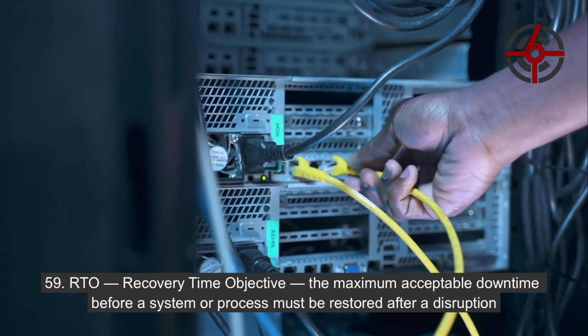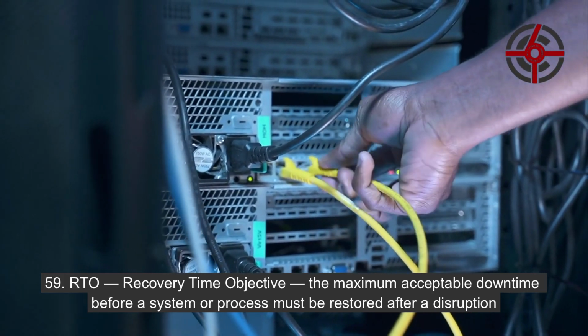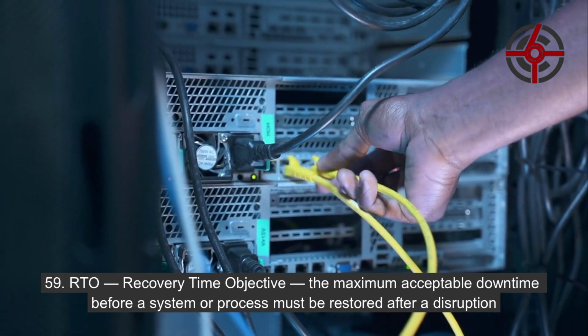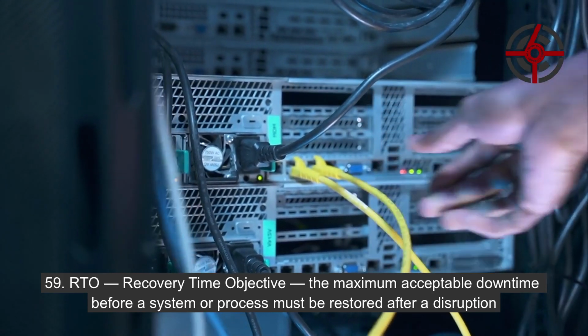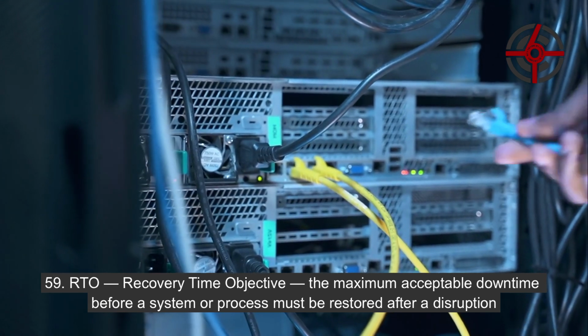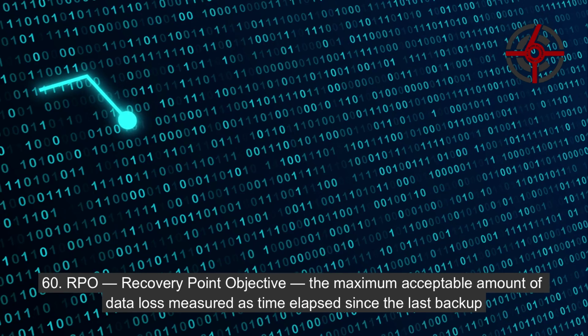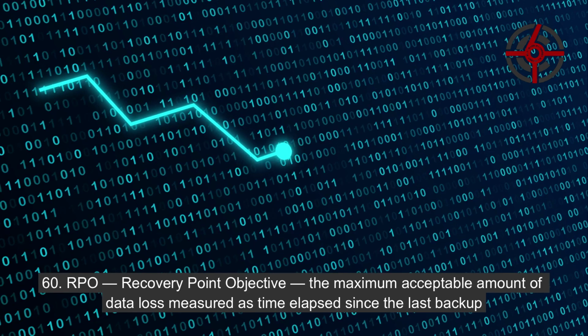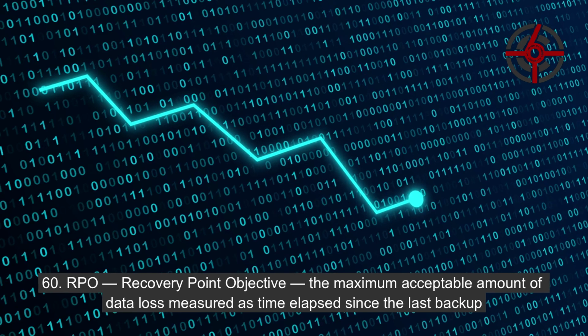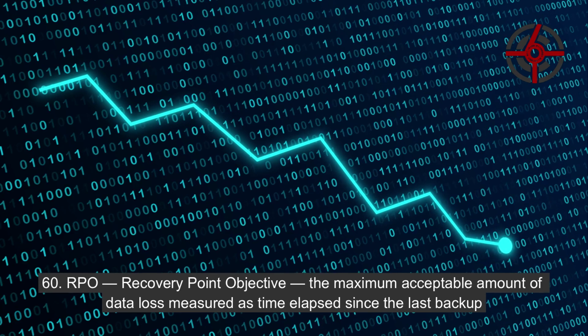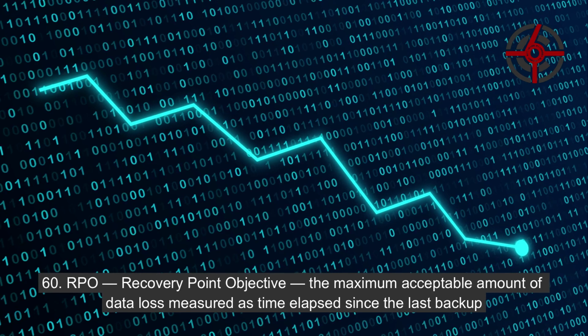59. RTO, recovery time objective. The maximum acceptable downtime before a system or process must be restored after a disruption. 60. RPO, recovery point objective. The maximum acceptable amount of data loss measured as time elapsed since the last backup.